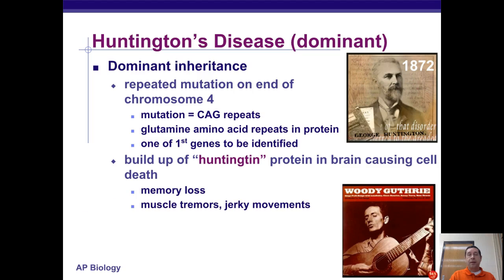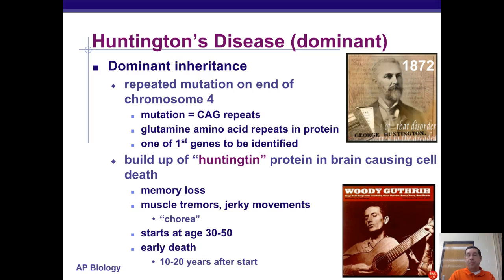Leads to memory loss, muscle tremors, loss of smooth controlled movement, which we call chorea. It used to be called Huntington's chorea. Starts usually around 30 to 50. Everything's perfectly normal, but then starting somewhere between age 30 and 50, we start to see a progressive buildup of signs and symptoms of the disease. Leads to premature death. About 10 to 20 years after the signs and symptoms first show up, the person's typically going to die.